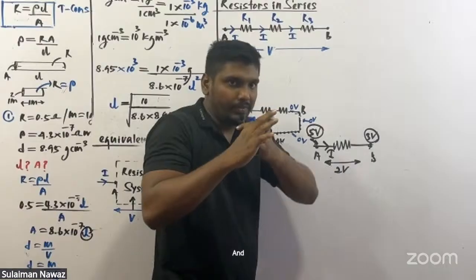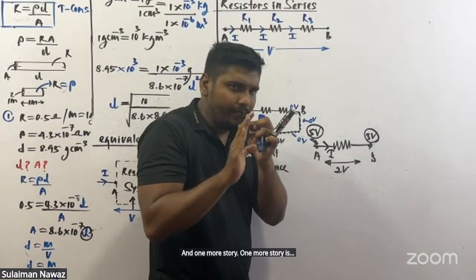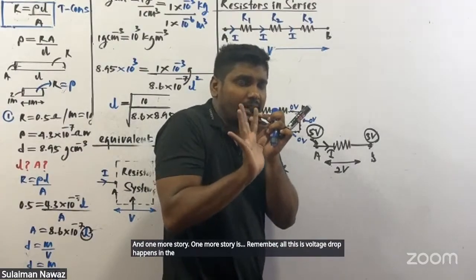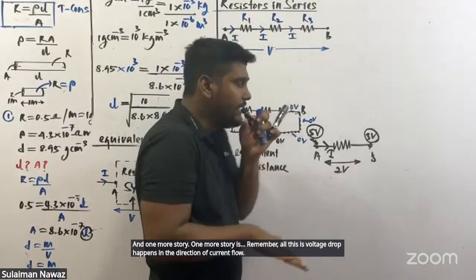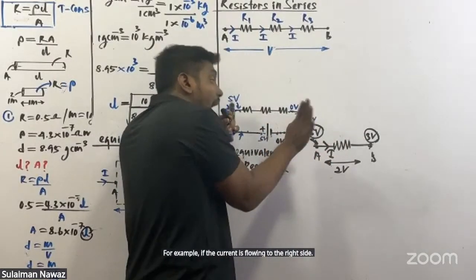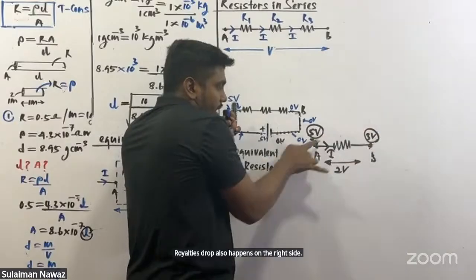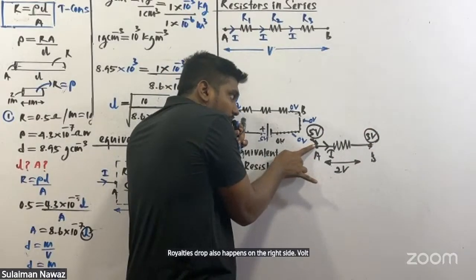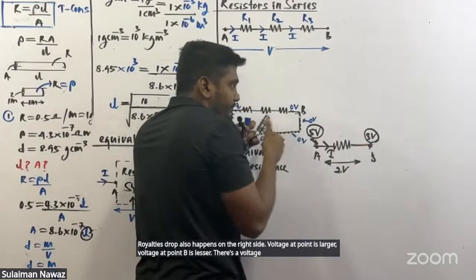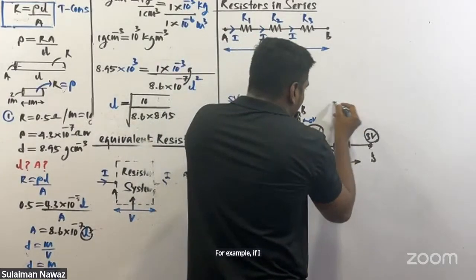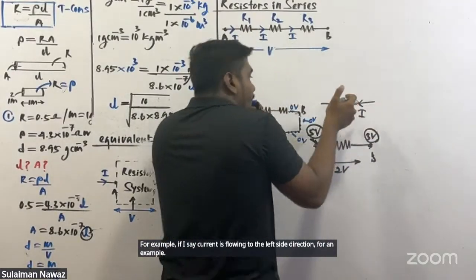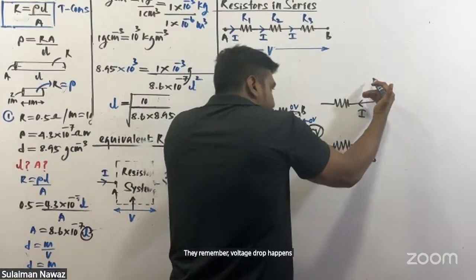And one more thing: remember, this voltage drop always happens in the direction of current flow. For example, if the current is flowing to the right side, voltage drop also happens to the right side. Voltage at point A is larger, voltage at point B is lesser. If current is flowing to the left, then voltage drop happens in the left direction.